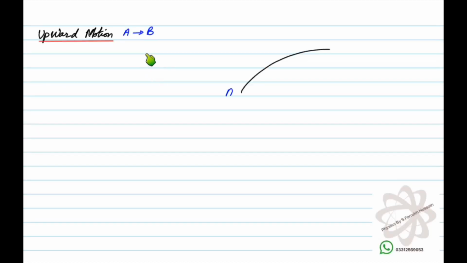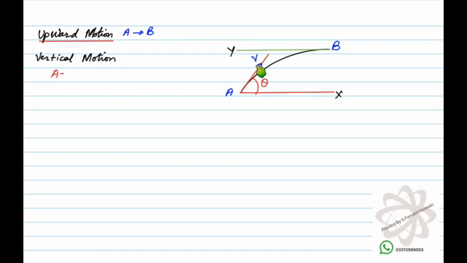Upward motion, which is from A to B, the velocity of the object is V at an angle theta, and Y is the maximum height, and X is the horizontal distance, or you can call it range. So A to Y is the vertical motion and A to X is the horizontal motion. So we have divided A to B, which is upward motion, into two sections, AY and AX. AY is vertical motion, AX is horizontal motion.